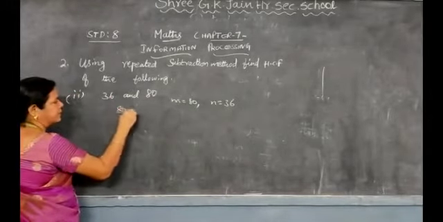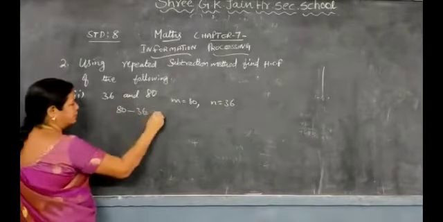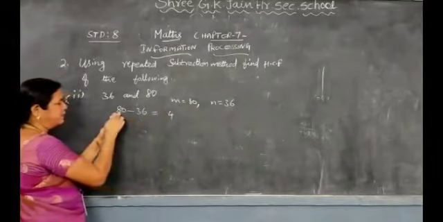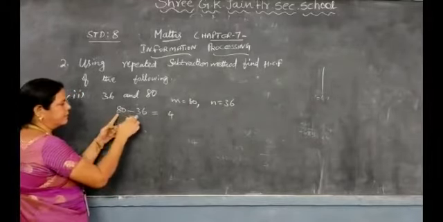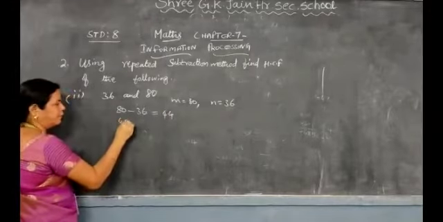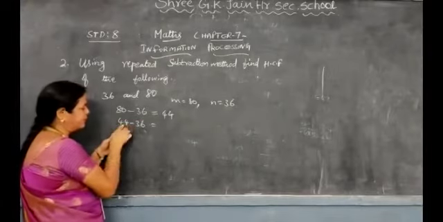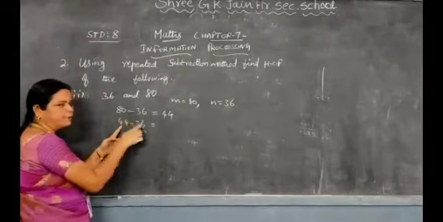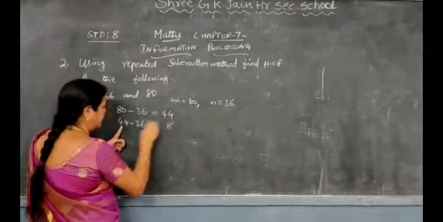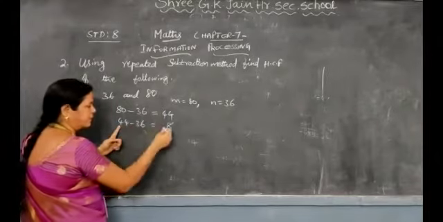80 minus 36. From the bigger number, minus the smaller number. So 10 minus 6, how much? You will get 4. And here 7 minus 3, how much will you get? 4 again. Okay. Again 44 minus 36. From this 4 it won't go, so you take 14. 14 minus 6, how much? 8. And then here remaining 3. 3 minus 3, you will get 0.